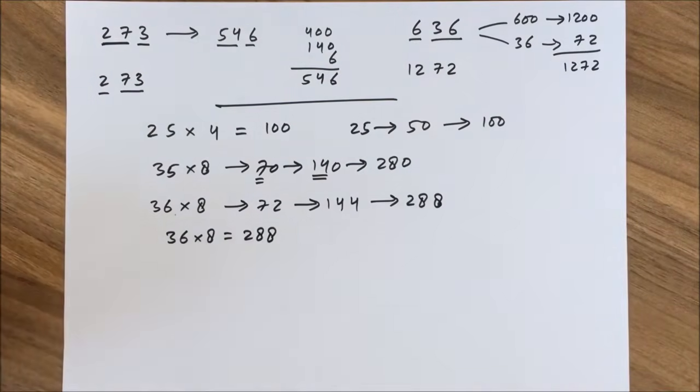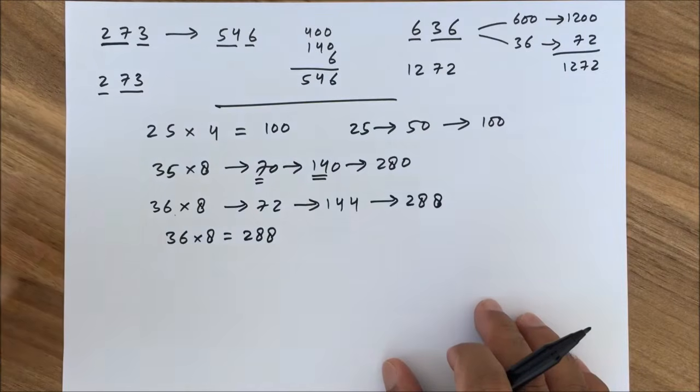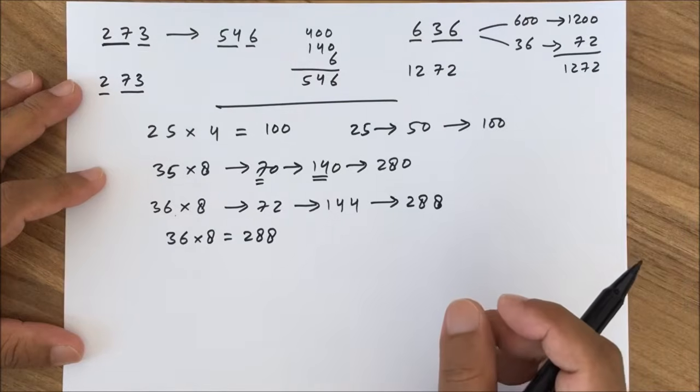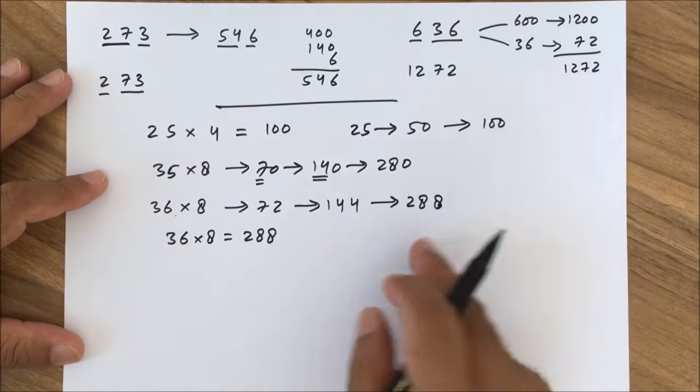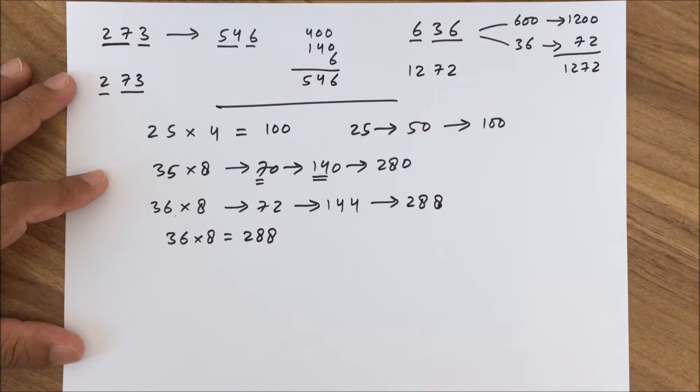Okay, do this practice, and in all the exercises that you are going to do, don't multiply by 4 or 8. Just use the technique that I showed you here. Just double the number twice or double the number 3 times.